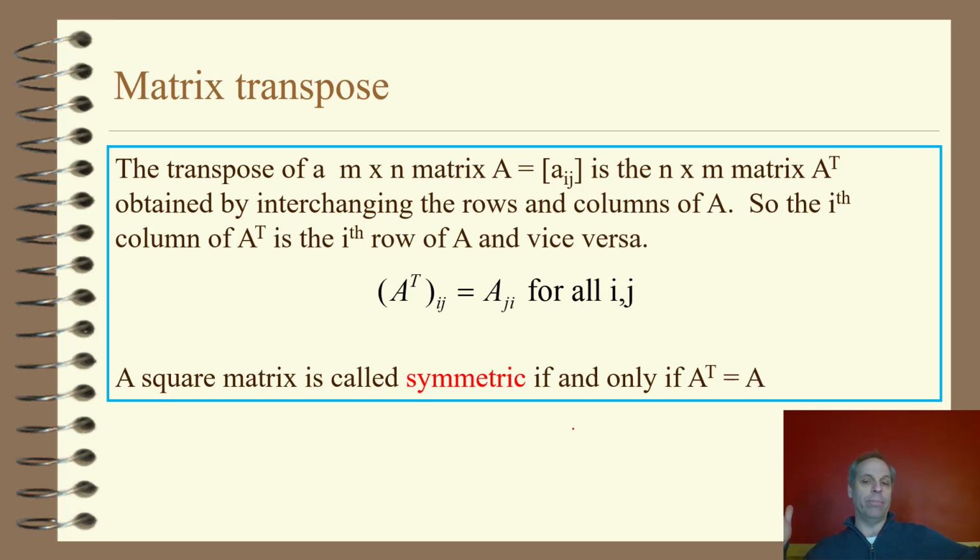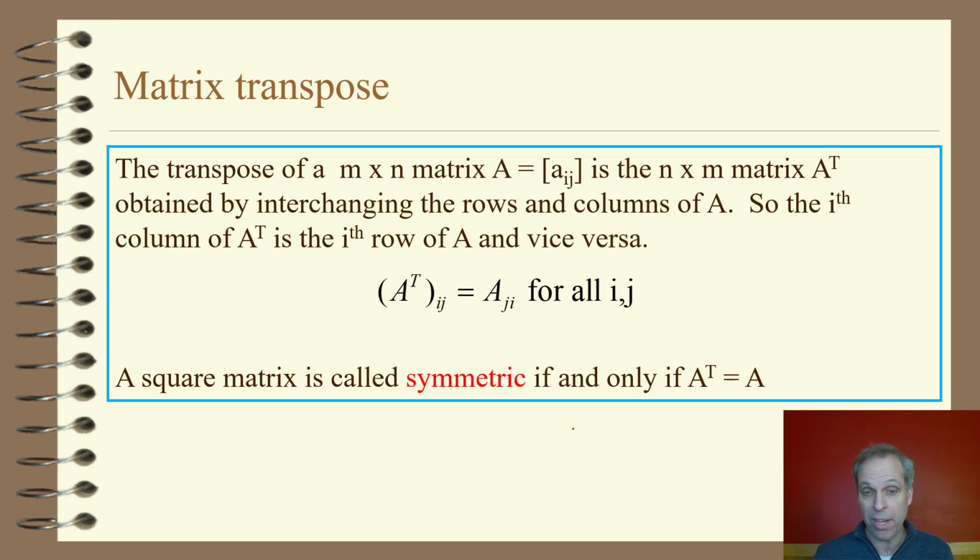The last operation. Matrix transpose is a way to take a matrix and sort of flip it around its main diagonal. Literally, all you do is interchange rows for columns and columns for rows. So the ith column of A transpose is the ith row of A, and vice versa. In notation, the ijth entry of A transpose is the jith entry of A.